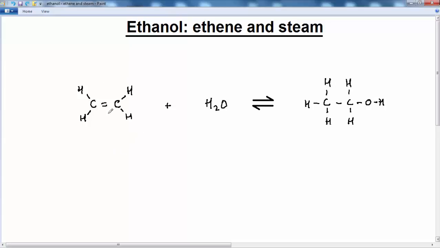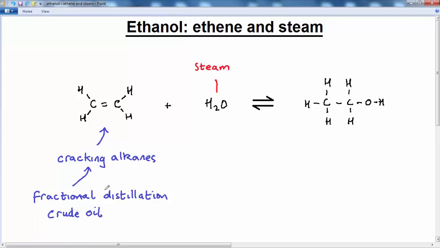Okay, so in this process, ethene is going to react with steam, and before we go on, let's just make a couple of notes about, well, the ethenes come from the cracking of alkanes, which have come from the fractional distillation of crude oil. Now, both of these procedures we've looked at in a previous lesson.